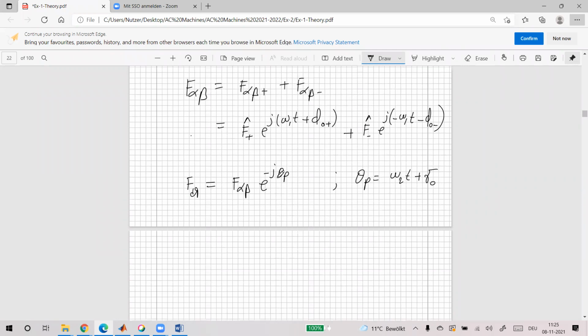So you can simply solve it again, and I'll just write the final answer. You would get j omega 1 minus omega 2 into t plus phi naught plus minus omega naught, gamma naught, and then plus your negative sequence, and you can see it is your minus omega 1 plus omega 2, and then we have minus phi naught minus plus gamma naught.